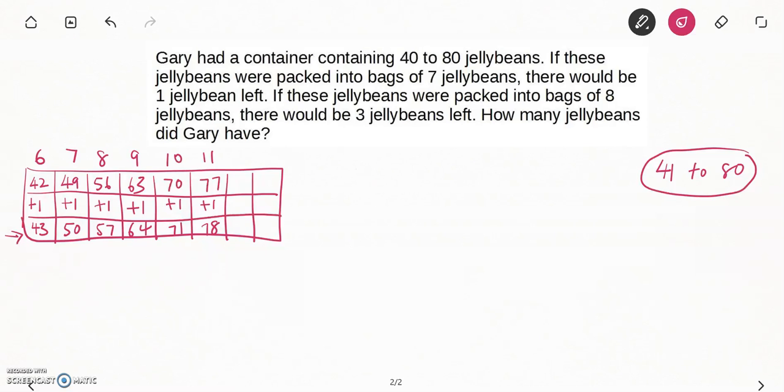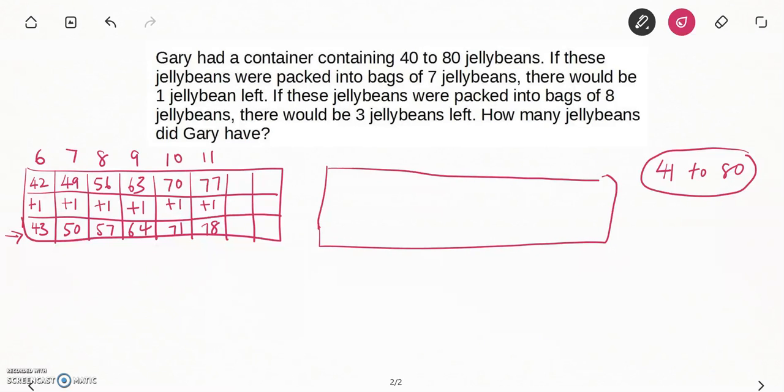Now for the 8, the groups of 8, same thing, you draw another table. You can draw below, you can draw side by side, it's up to you. For this question, I draw them side by side. Same thing, I'm going to just make it 3 rows and then many columns.